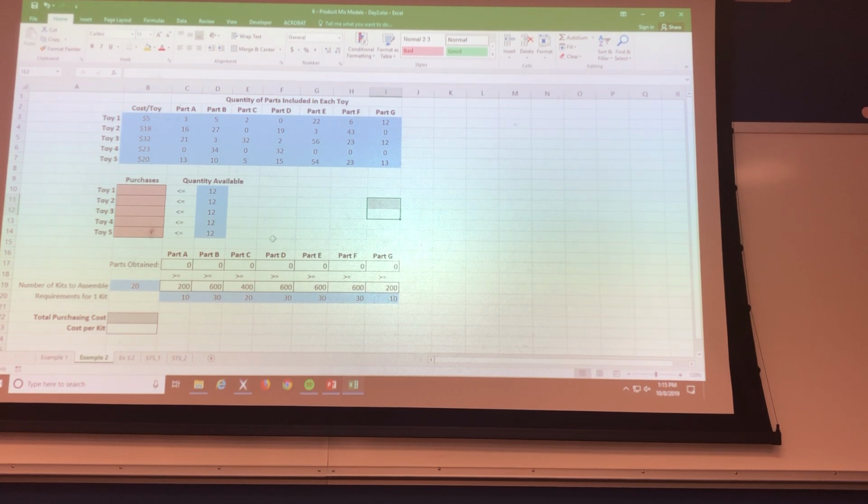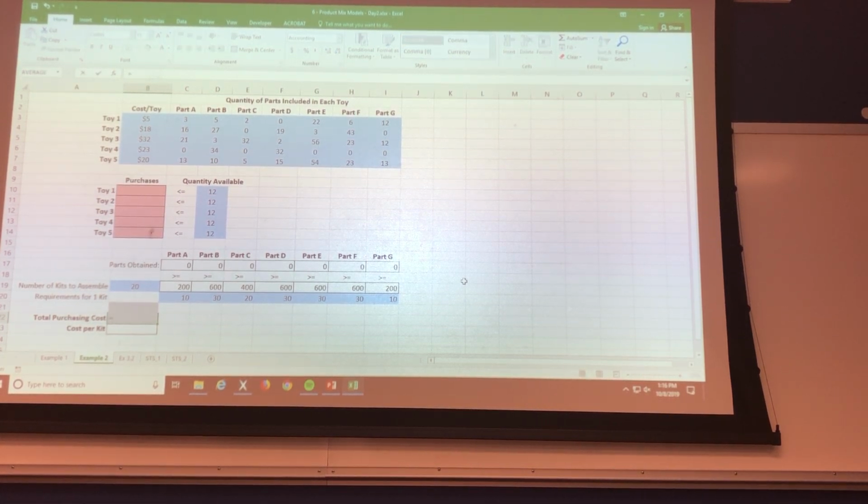All right, so that's going to be one of the things you have to make sure of, that you get all the parts that you need. And then of course our objective cell is to make sure that we don't spend any more money than we need to, that we minimize this. So what's the formula or function that goes in here? Sumproduct, toy purchases and toy product. Yeah. The sumproduct of how many of each of these did you purchase? How much did they each cost?